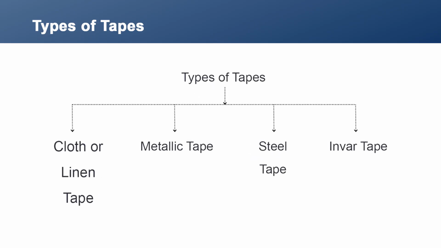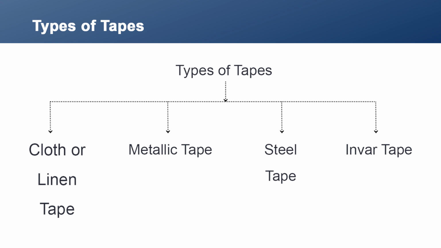Okay, now let us learn about the tools. We will cover the different types of tapes first, and I will try to use some easy examples to help you understand each one. First is tapes. Depending on what they are made of, tapes are classified into four main types: cloth or linen tape, metallic tape, steel tape and invar tape. Let us see one by one.